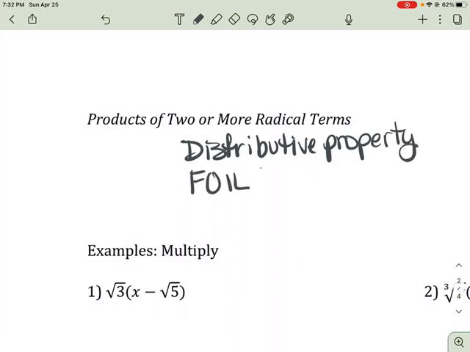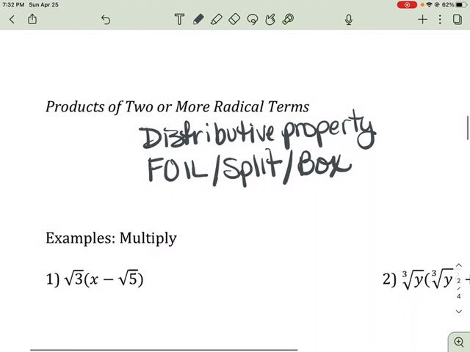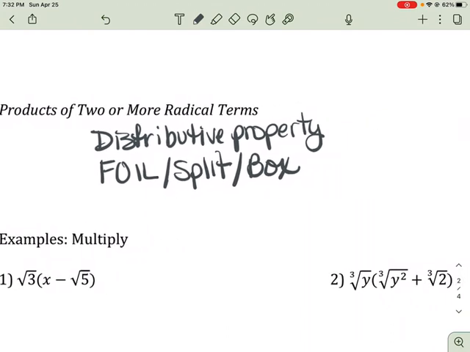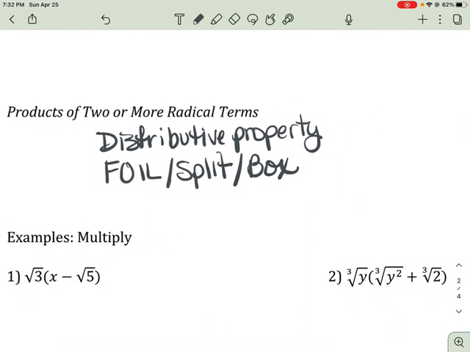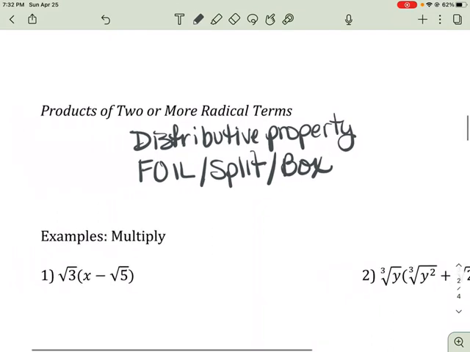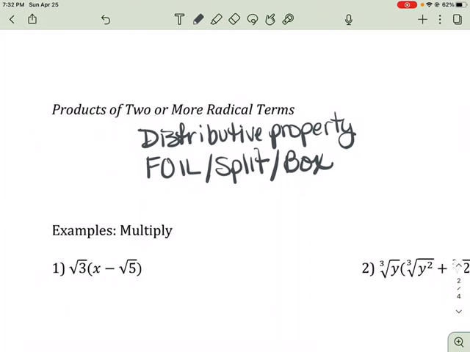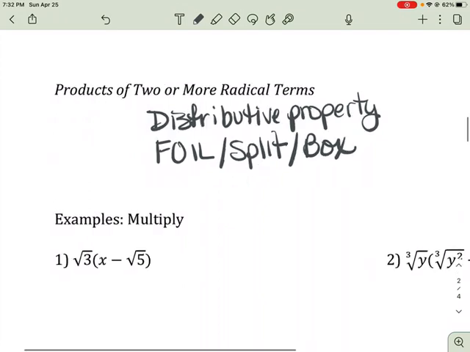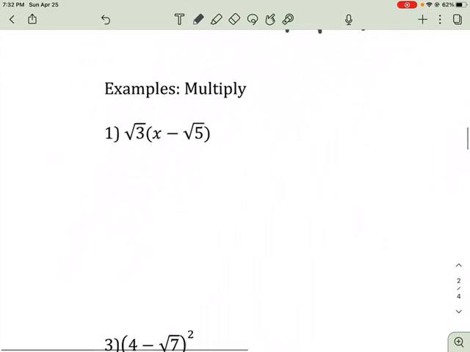Okay, you're going to do FOIL, or your split method, your box method, whatever works best for you to multiply. And with multiplying, you can only multiply square roots with square roots, cube roots with cube roots. So we're going to keep the same root. The numbers underneath don't have to be the same when you multiply. Okay, so let's try it.